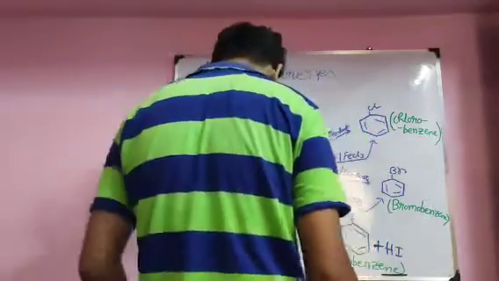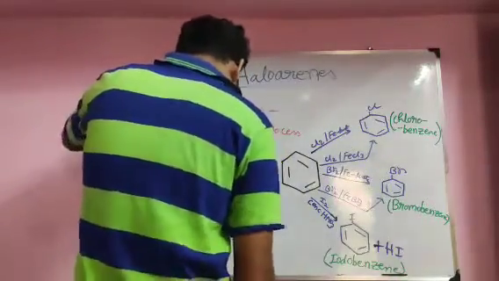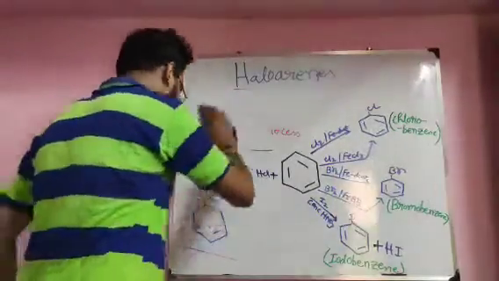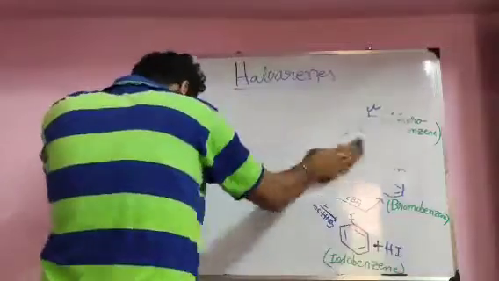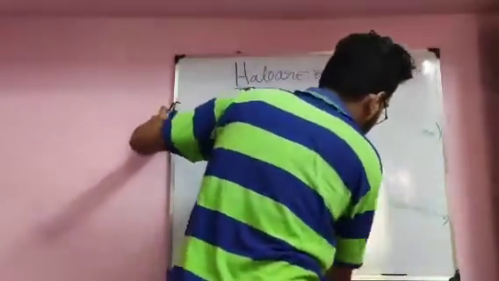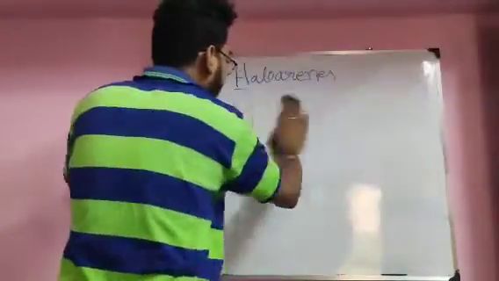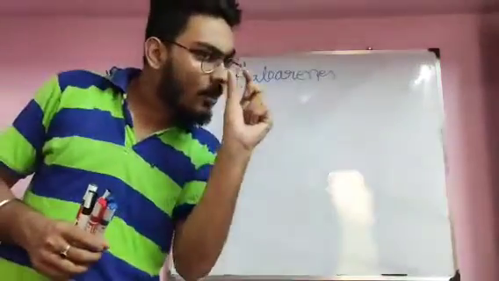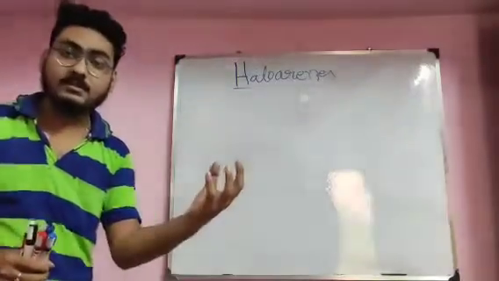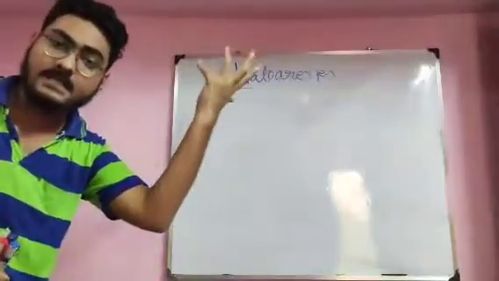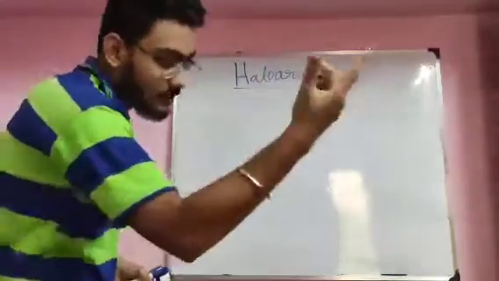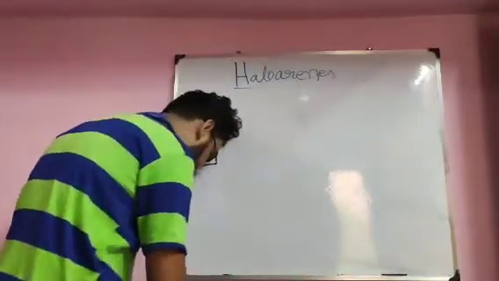Now, next is the Gattermann reaction. First we convert aniline to benzene diazonium chloride or benzene diazonium salt, because benzene diazonium chloride is the main product from which we can easily convert to chlorobenzene, bromobenzene, iodobenzene, fluorobenzene, etc. So first we convert aniline to benzene diazonium salt, or benzene diazonium chloride or bromide. So first we take aniline.